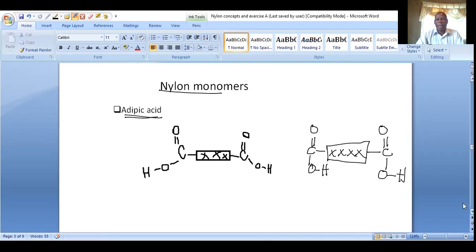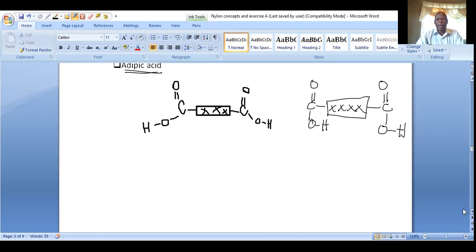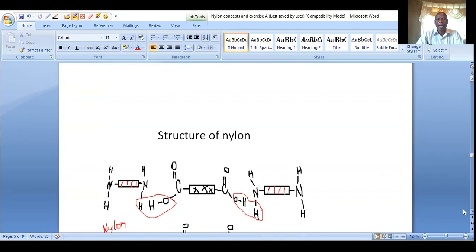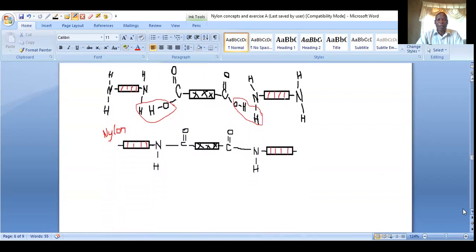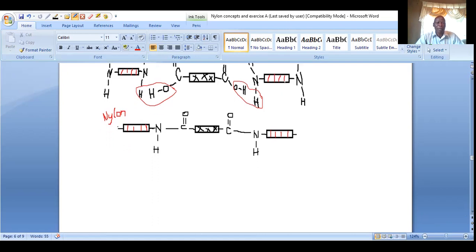And so these can be combined to form the nylon polymer. The process is very simple. You merely remove the hydroxyl functional group from the acid and the hydrogen from the amine, and then you form what is known as nylon. I'm going to explain briefly what is shown here.